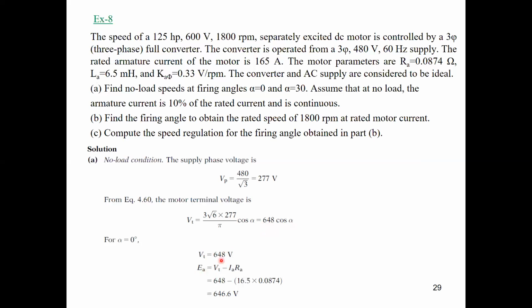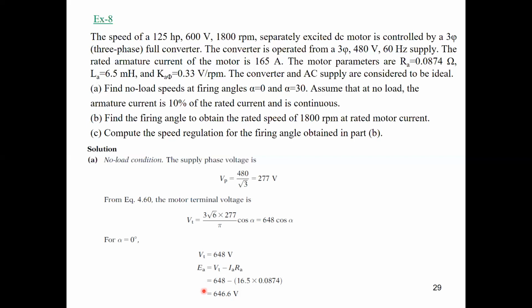So EA equals V terminal minus IA, which is 0.1 multiplied by the rated current, so it's 16.5, multiplied by the machine resistance. As you can see here, the voltage drop across the resistance is very small compared to V terminal. If you neglect the voltage drop across the resistance, it's logical. However, because it's given here, we can calculate to get the accurate value. So we could calculate here EA.